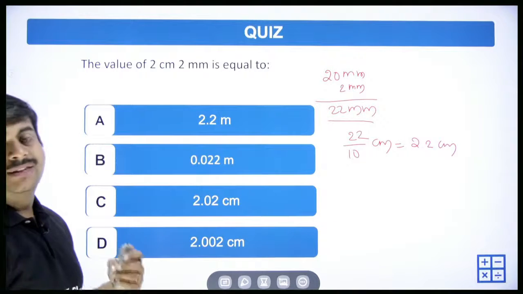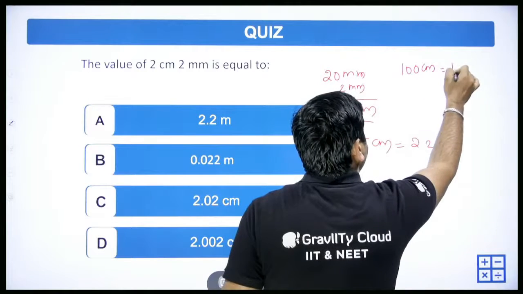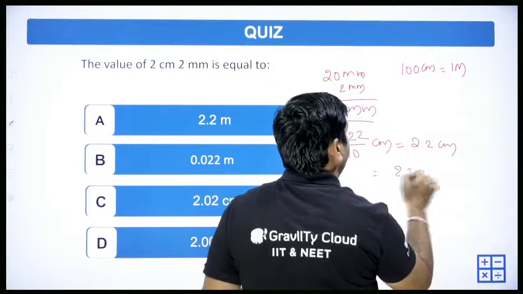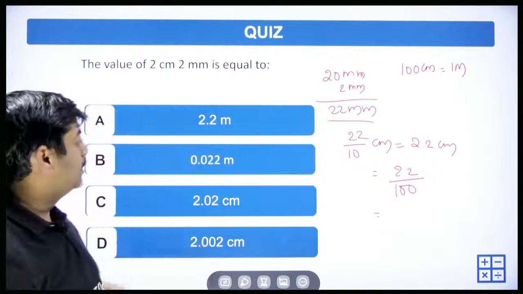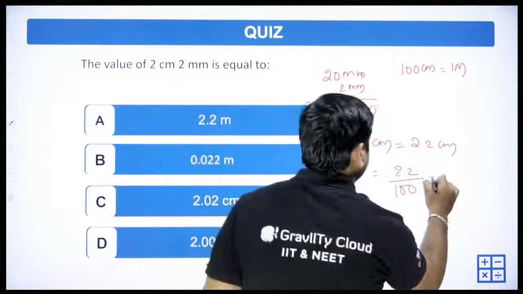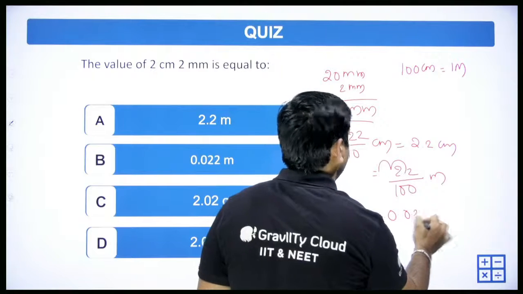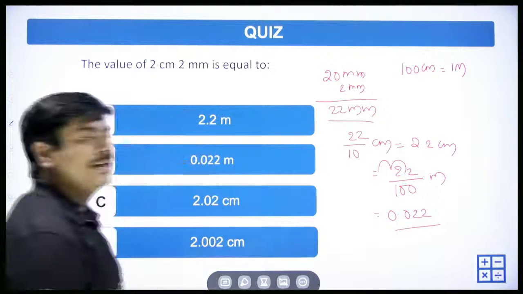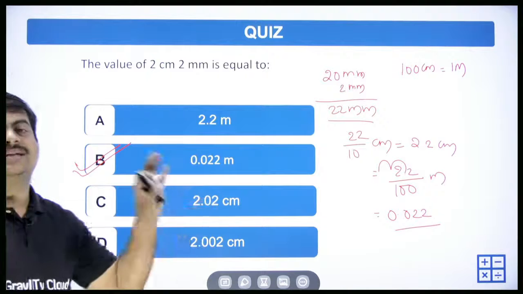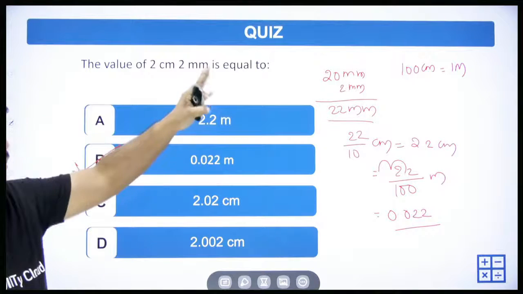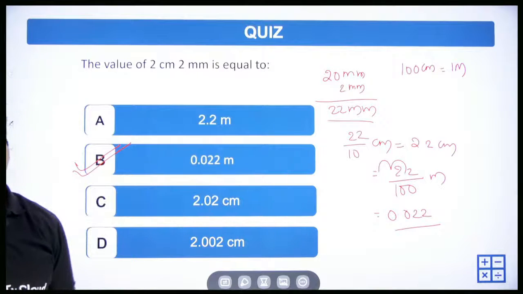So let's divide by 100, because 100 centimeters is equal to 1 meter. So 2.2 by 100 gives you the value in terms of meters. 2 decimals, 1 and 2, so 0.022 meters. So option B is exactly matching that. Once again, there may be some calculation mistake, so please try to get it rectified, and then you can try to solve the remaining questions, right?